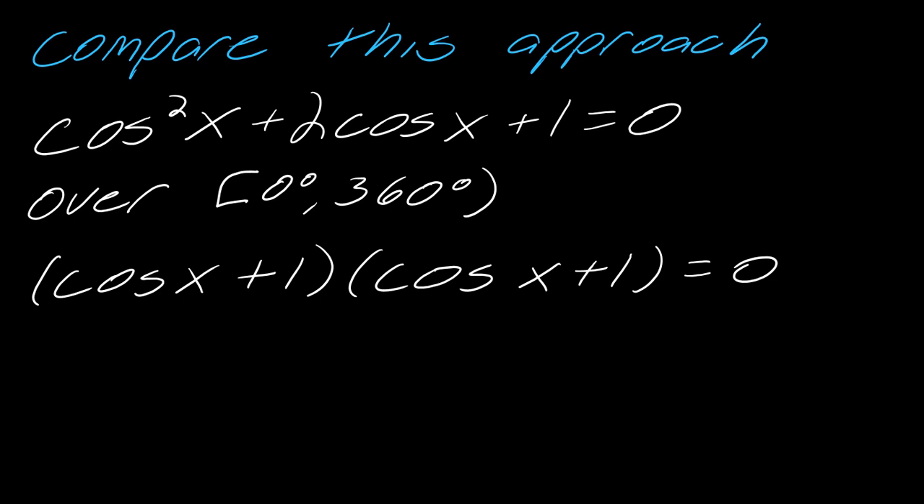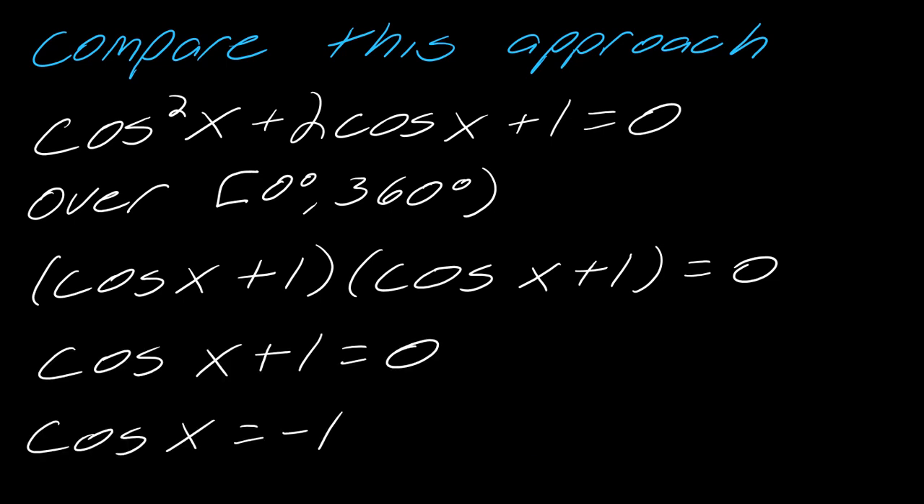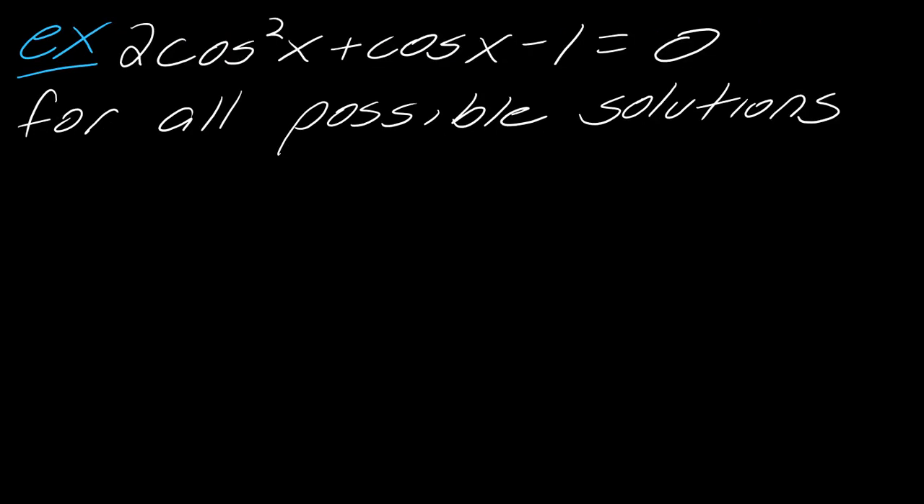Okay, so anyways, so now I can set that, it's really just one factor, right? So cosine x plus 1. So I just have to figure out, where does cosine x equal -1? And so that will happen at 180 degrees. I feel like we know that at this point, so I don't even need the unit circle.